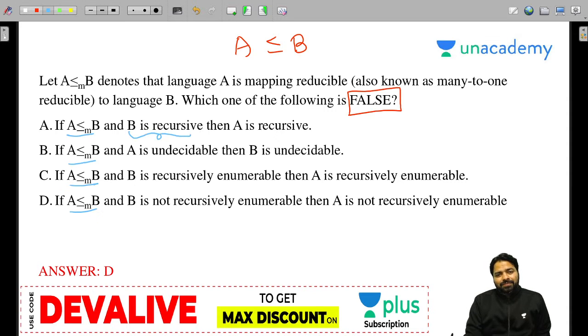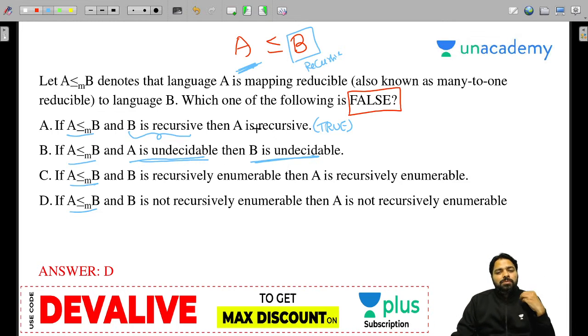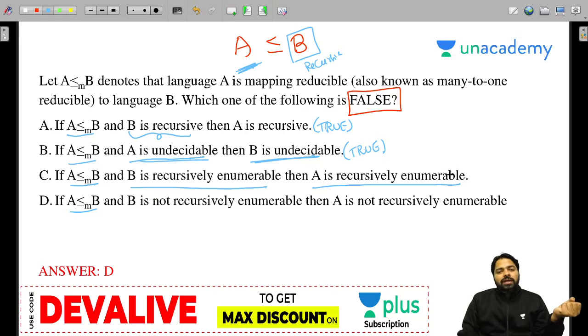B is recursive. If B is recursive, like the whole project is recursive and every module inside is recursive, obviously A is recursive. This is true. If A is undecidable, B is undecidable. If a module is undecidable, that means the module has no halting Turing machine, then the project also. Yes. So this is also true. And if B is RE, then A is also RE, because B has a Turing machine, A should also have a Turing machine, because A is of smaller or lower order than B. So this is also true.